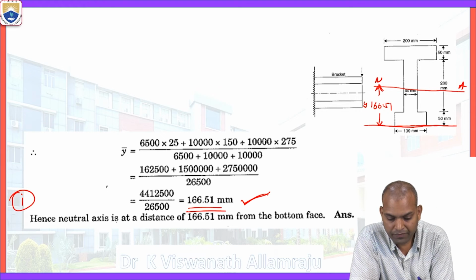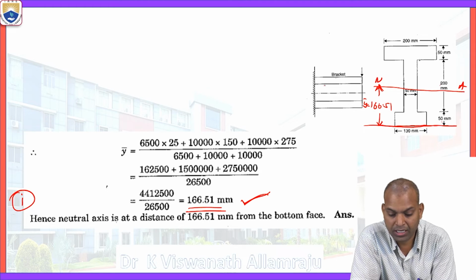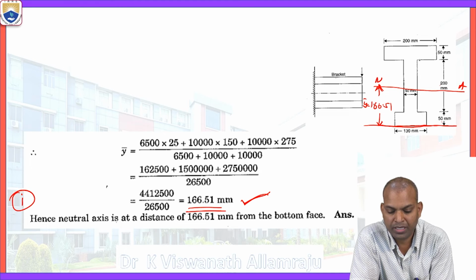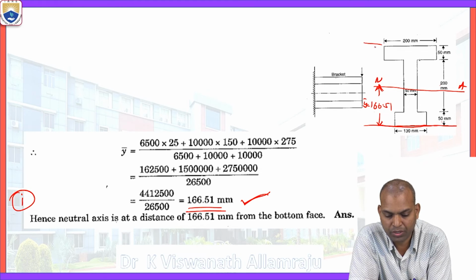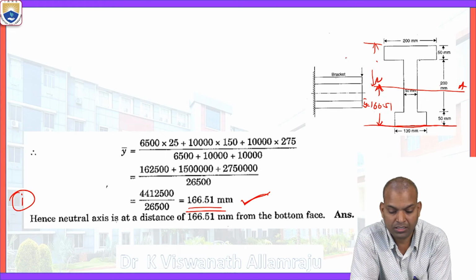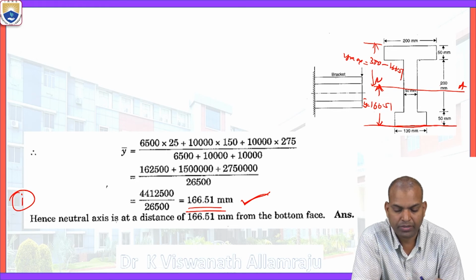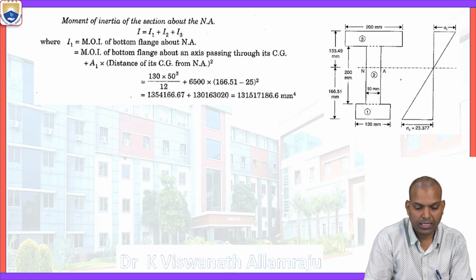That is 166.51. This is the neutral axis. Now it is the bar Y from base. Now we want the distance of the top face. What is the distance? Total distance is how much? 50 plus 200 plus 50, 300 millimeters. So 300 millimeters minus 166.51, then we can obtain the top layer distance. That is the Y maximum distance. That is 300 minus 166.51.